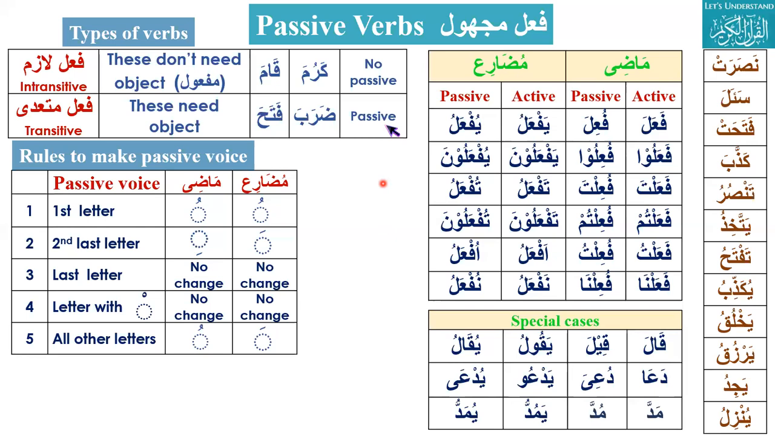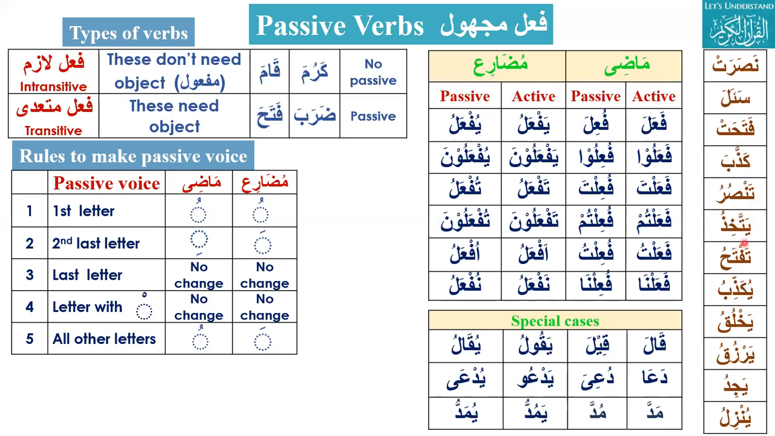So I would go to Daniel. Daniel, can you please do here Nasara? Nasara, nusira, nusiru, nusirata, nusiratum, nusiratu, nusirana. Yunsaru, yunsaruna, tunsaru, tunsaruna, unsaru, nunsaru. What is the passive of tansuru? The passive of tansuru is tunsaru.